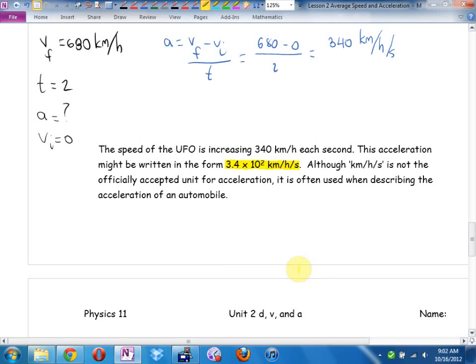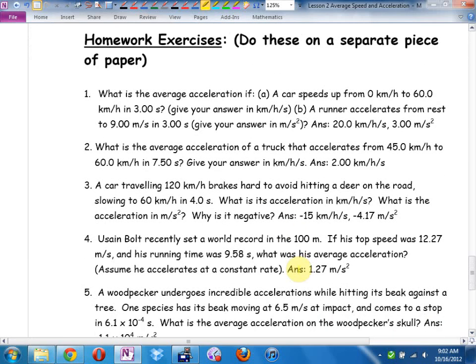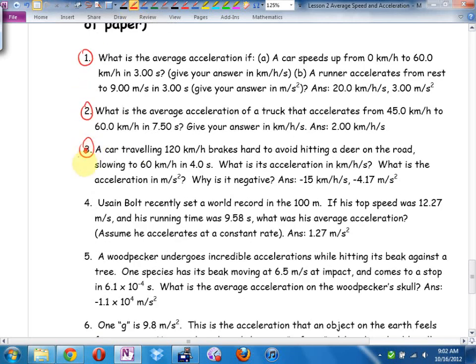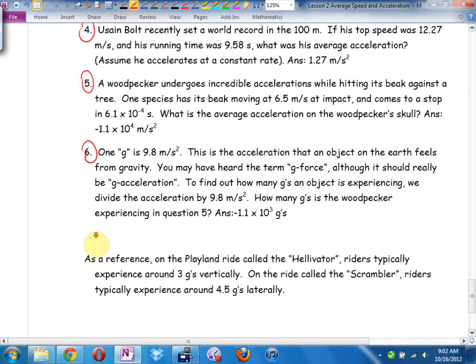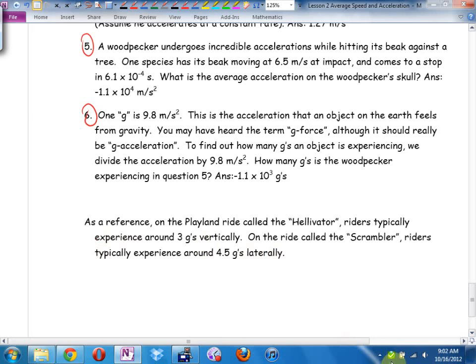Okay. Homework to start out. 1, 2, 3, 4. Yeah, it's going to be all of them. 5, 6. And hang on, I may have some more here.